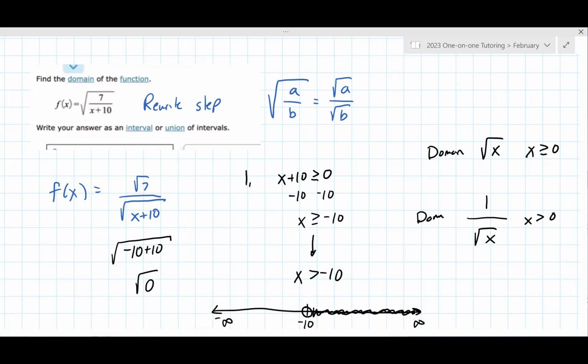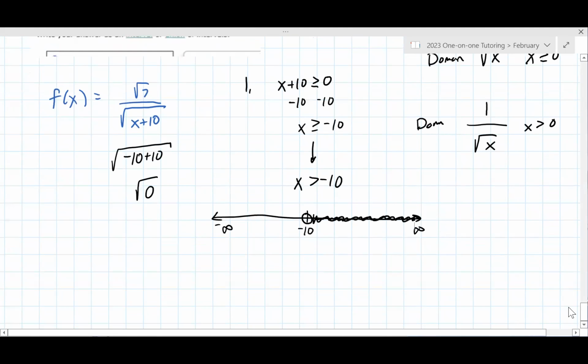So that's parentheses negative infinity. Wait, no, it's negative 10, comma, positive infinity. Yes, let me write it out. Yeah, okay, that's how I wrote it down. Okay, that made a little bit more sense.